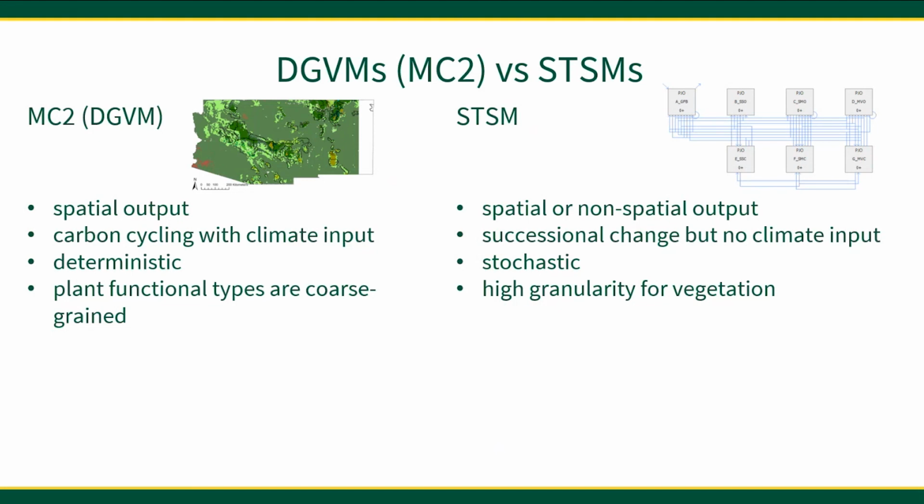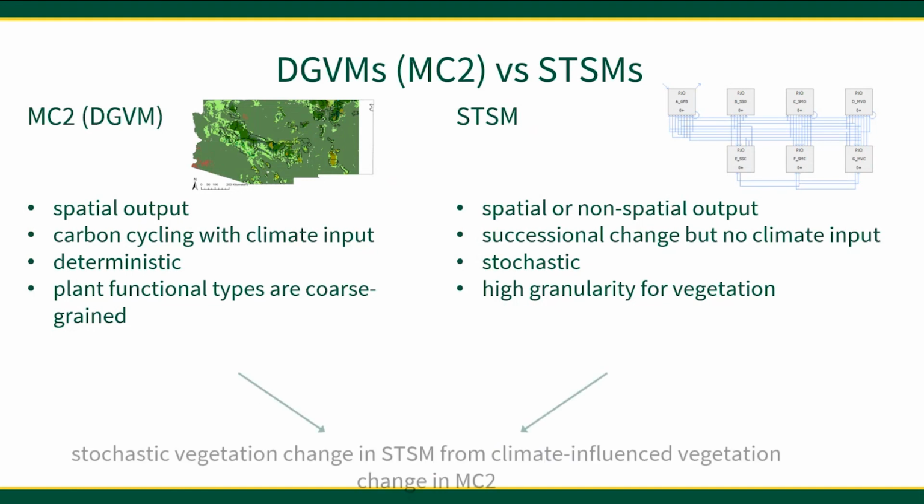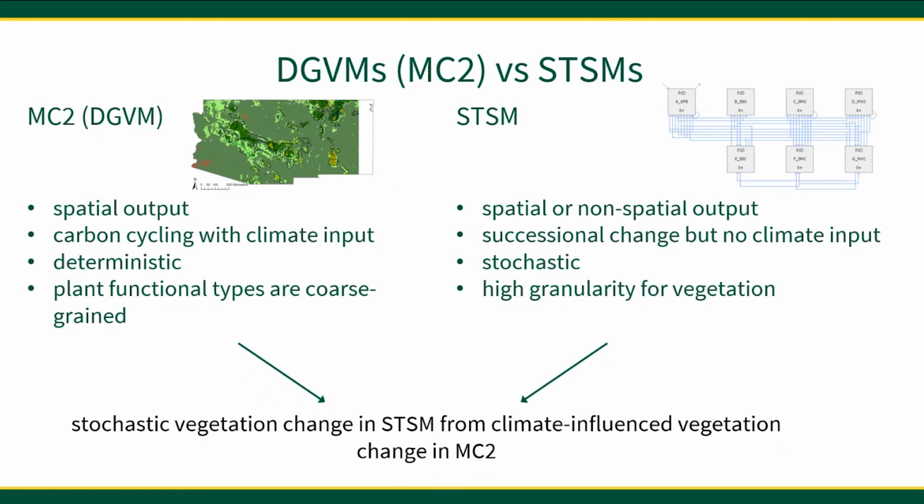The STSM, on the other hand, does output spatially or non-spatially. It's very good at successional change, but it did not include climate impacts. And it's, of course, stochastic, and it has a very high granularity for vegetation. So we wanted to take what's good about these two things and draw them together to create an STSM that is climate informed based on climate influenced vegetation change in MC2.